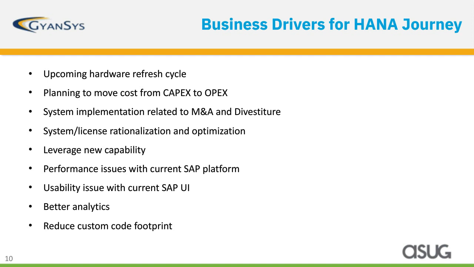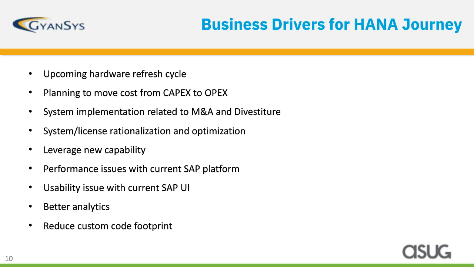System license rationalization, optimizing your licenses. How many users do you have now? Do you really need a full professional license? How many connections do you have to outside systems and some of the new items that come into play? With the SAP licensing, which usually updates once a year on how that works.